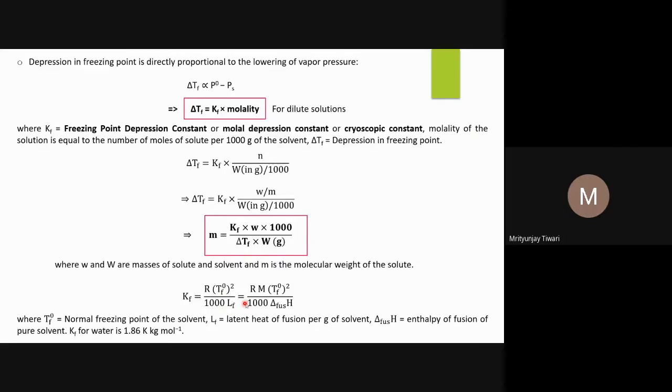Similarly, we can also obtain this equation: R into M, where M is the molar mass of the solvent, and R is the same gas constant we are using. T naught F, we know, is defined here. The square divided by 1000 into delta H fusion. This is the enthalpy of fusion. Delta H fusion is the enthalpy of fusion of the pure solvent.